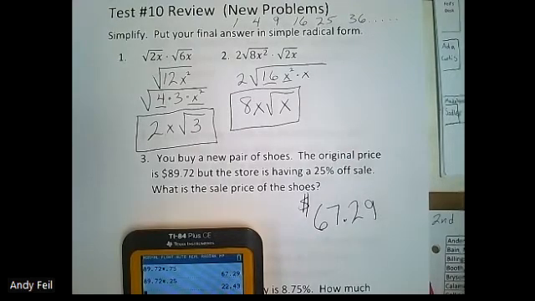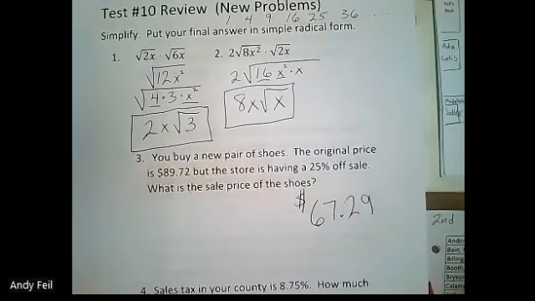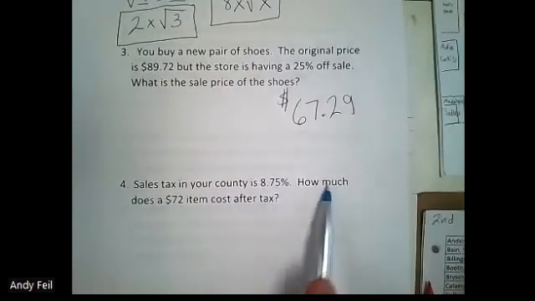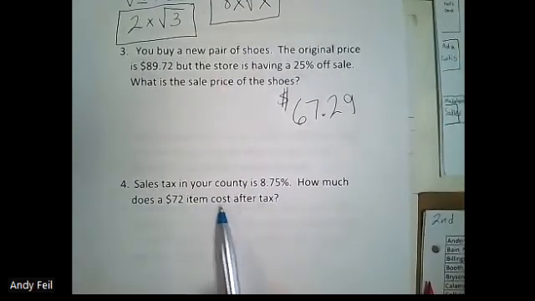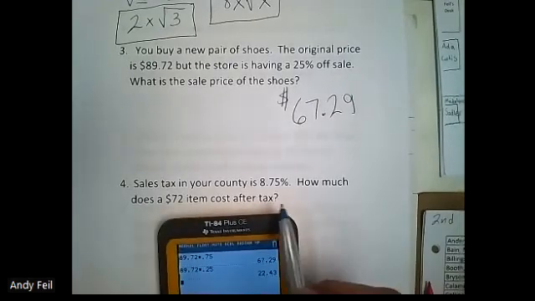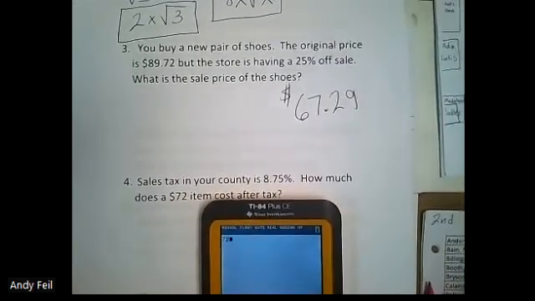But Henry brings up a really good point, because you do have to be careful how these are worded, because sometimes I want to know the total. Sometimes I only want to know the partial. How about this one? Sales tax is this. How much does this item cost after tax? Am I asking for the total or just the tax? The total. So do I add or subtract to 100%? Add. Good. So on your calculator, you're going to type in 72 times 1.0875.